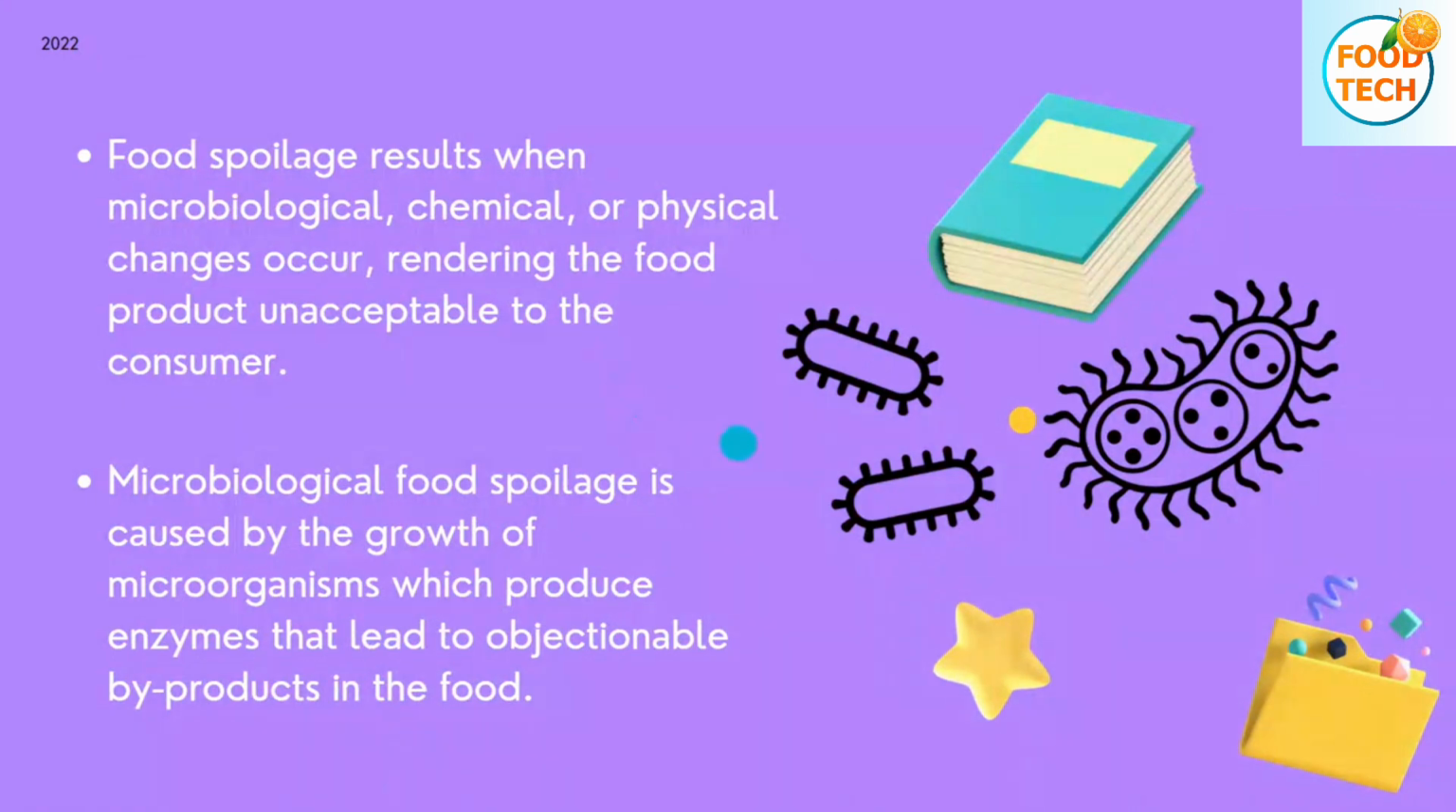Now coming to the next point, microbial food spoilage is caused by microorganisms which produce enzymes that lead to objectionable bioproducts in foods. Even yesterday we read, right? When there is microbial contamination, there is release of various gases and various byproducts. The food texture changes, the food composition changes, and it becomes completely unpalatable. We don't love to eat spoiled food, right? We love to eat food that has a clear texture.